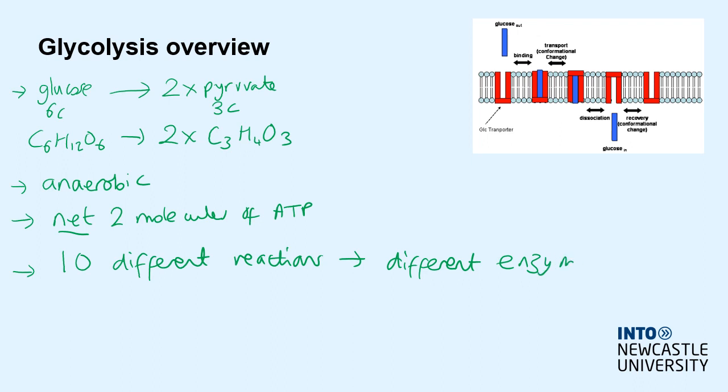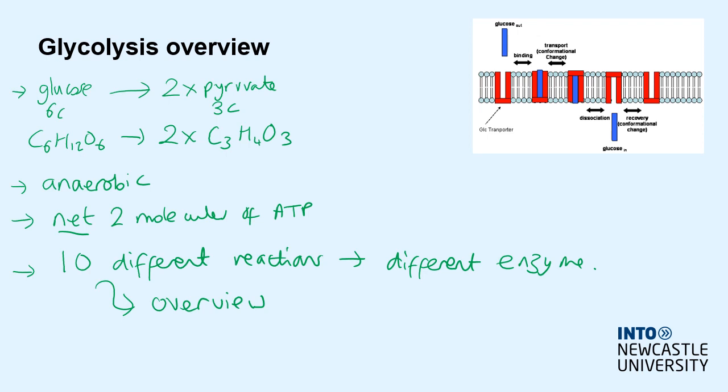Now, the good news is we are just looking at an overview. At this level, you do not need to remember the names, the structures of all the metabolites, those intermediate chemicals. You don't need to remember the names of all the enzymes and what they're doing. So we're very much looking at an overview and understanding what is happening.